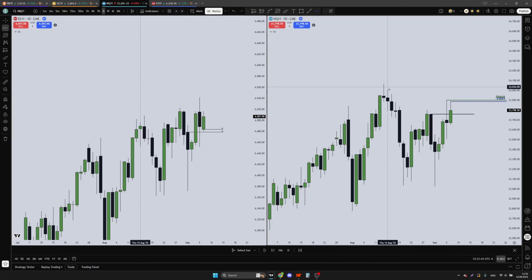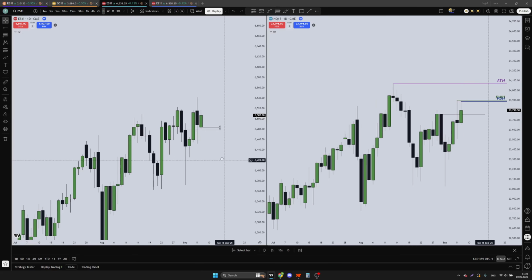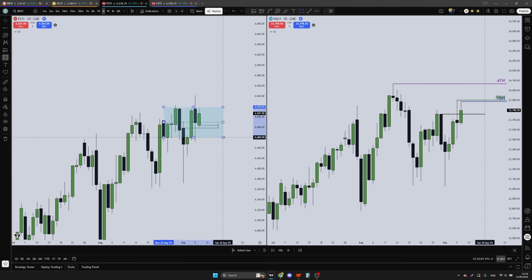And also if you look at the left side here, we have all of those failure swings and this all-time high that I would like to target as well potentially. On the ES it's more choppy, like we just see a range here, nothing much to analyze, at least for me on the daily chart.